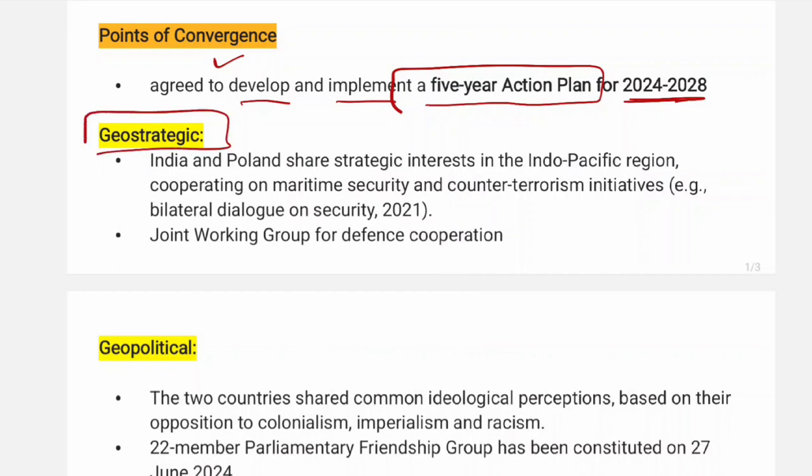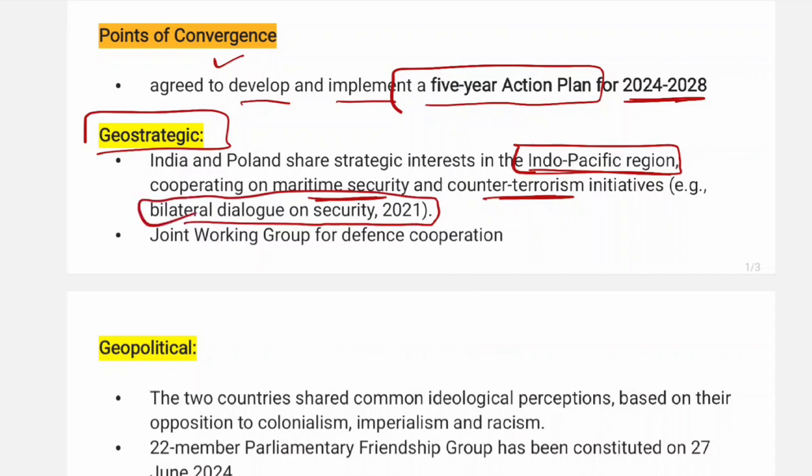Covering the first dimension, that is geostrategic, India and Poland share strategic interest in the Indo-Pacific region. They can cooperate for the maritime security, counter-terrorism initiative. For example, there is bilateral dialogue on security in 2021 aimed at ensuring security and counter-terrorism.